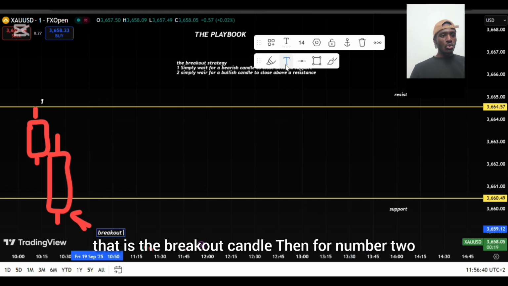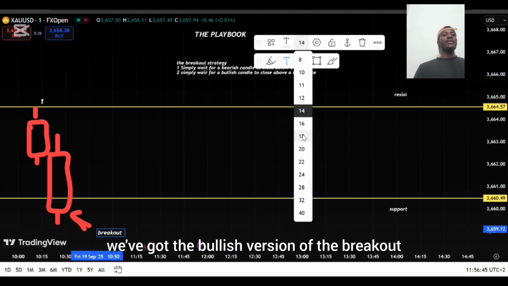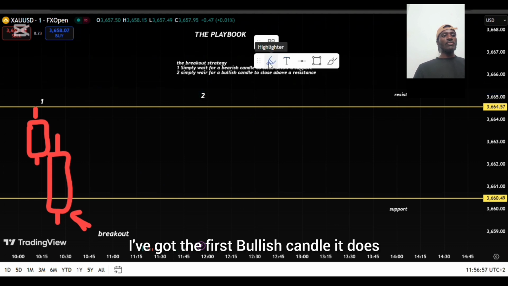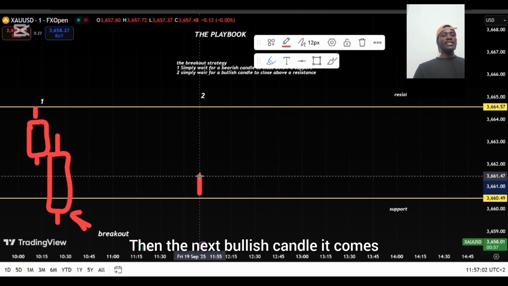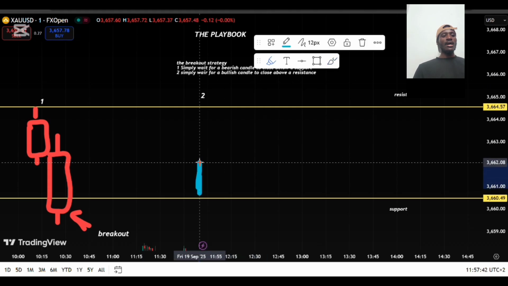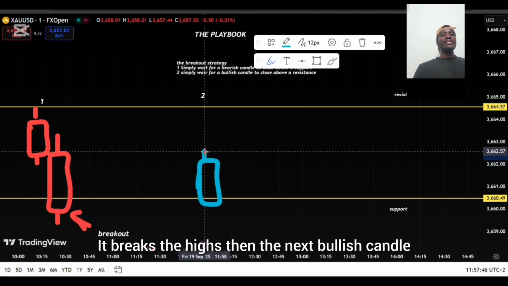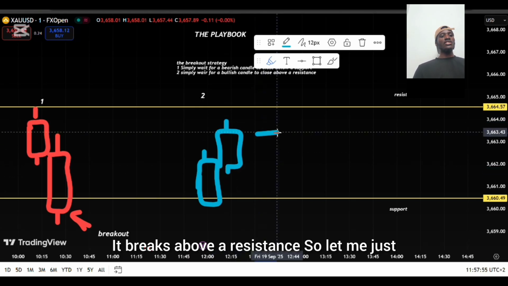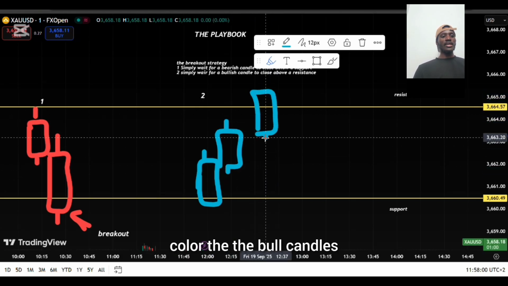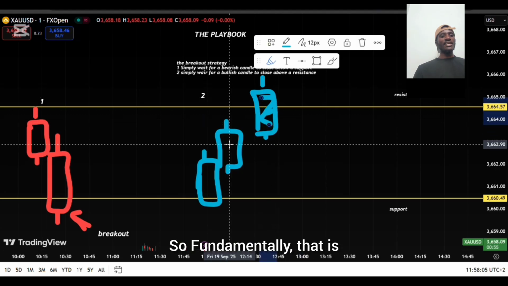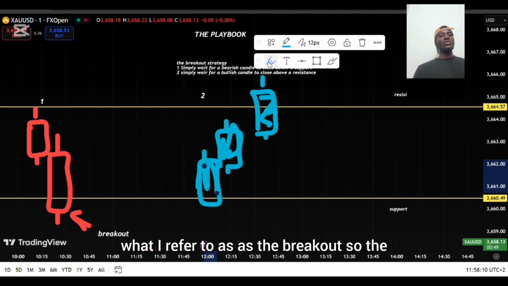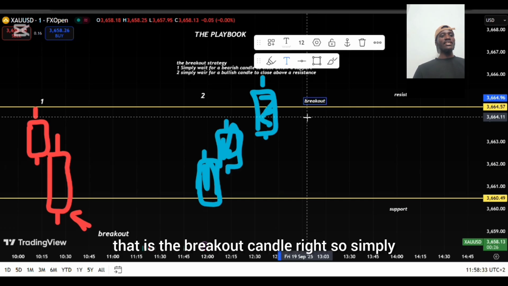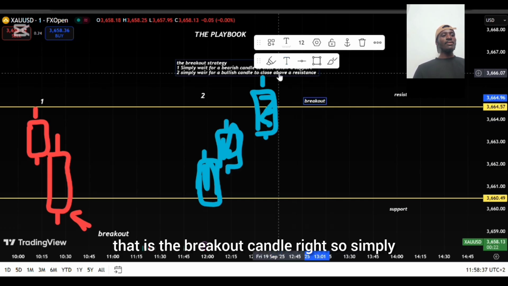Then for number 2, we've got the bullish version of the breakout. Let's say for example we've got the first bullish candle, it does something like this. Then the next bullish candle comes, it breaks the highs. Then the next bullish candle breaks above a resistance. So let me just color the bull candles. Fundamentally that is what I refer to as the breakout. So the third candle, the last candle, that is the breakout candle, right? So simply that is it.